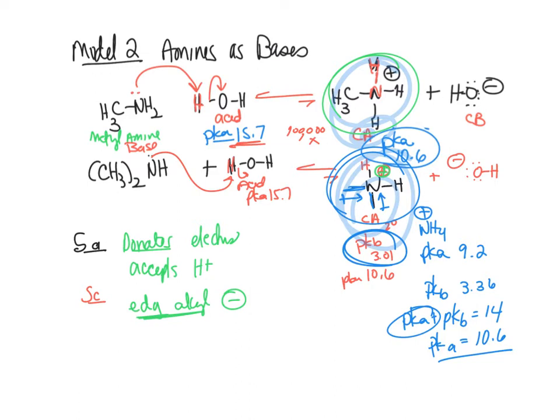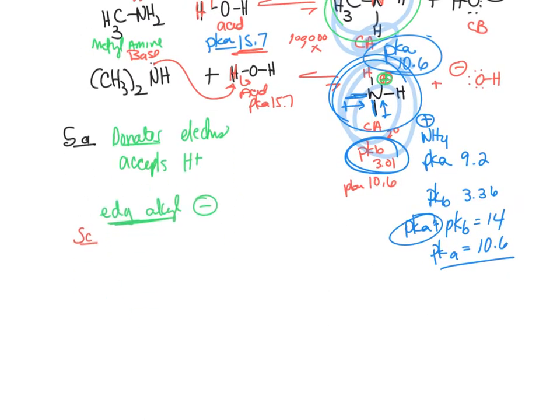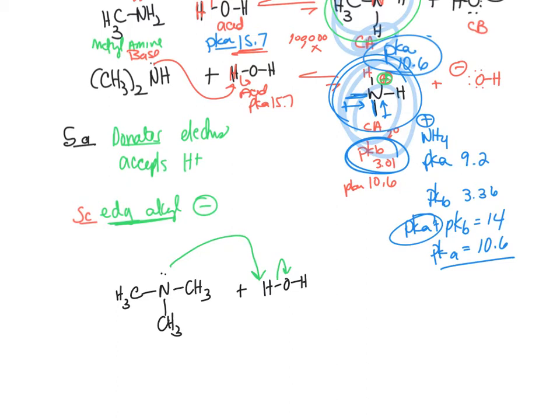F. Draw the conjugate acid formed when trimethylamine reacts with water. All right, so trimethylamine plus water. Then you have your electrons that go here, and you get a positive charge on your nitrogen, and the OH becomes the negative. I'll just draw that like that.